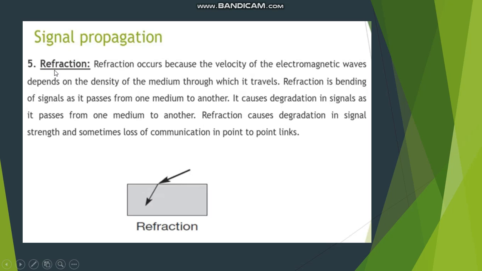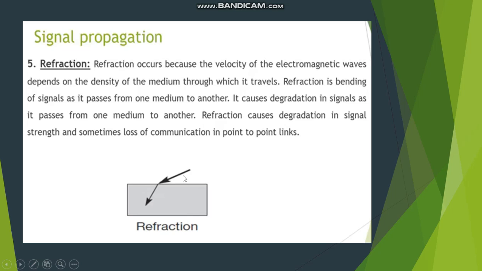Next we see refraction. Now as we have studied what is refraction, refraction occurs because there is a change in medium, and because there is a change in medium the velocity of that signal also changes. Refraction is bending of a signal as it passes from one medium to another. It causes degradation in signals as it passes from one medium to another. जैसे हमने देखा है कि बाहर एयर है, यहाँ पे वाटर है, so any signal which is traveling from air to water is refracting. Why is it refracting?